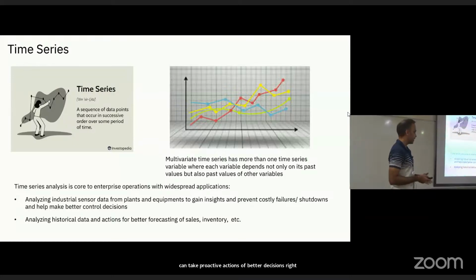Likewise, in other domains like retail and supply chain, you again have a lot of time series data about sales and demand for a product, and that can be used to do better forecasts so that you can do a lot of planning around it.